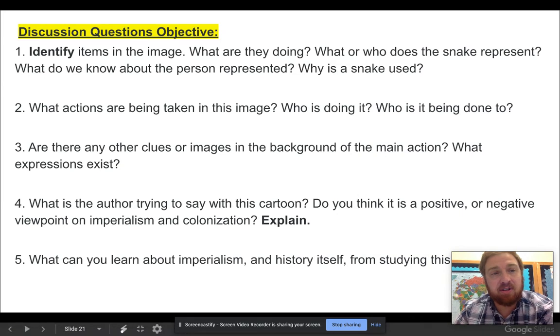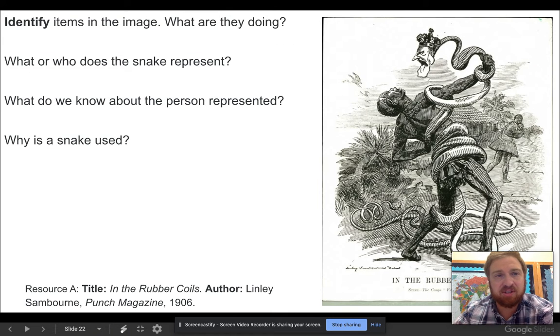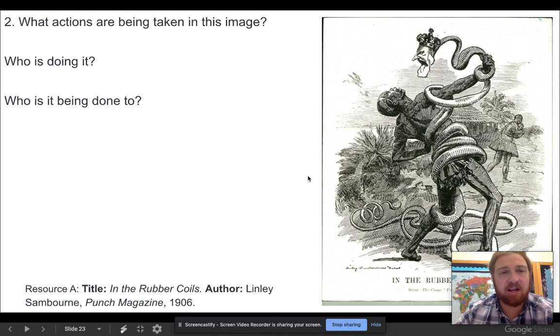So I would encourage you to spend some time with these discussion questions 1 through 5 and go through this as a practice, identifying items in the image. A quick hint, obviously the snake represents King Leopold, and then we have native Congolese people. That's the only hint I'm going to give you for now, because I want you to go through and actually analyze the source to see what meaning you can make.